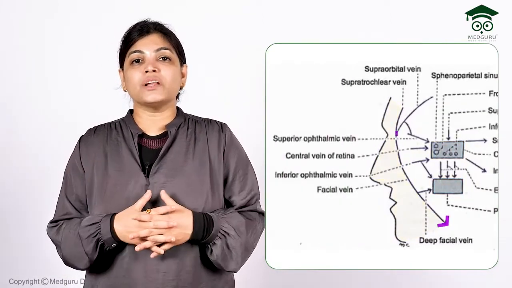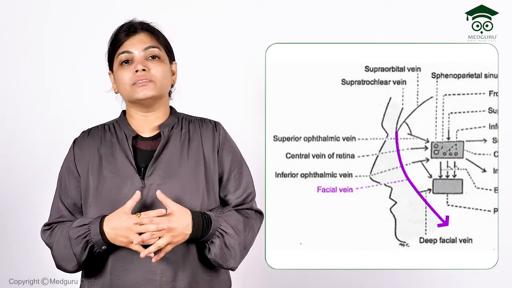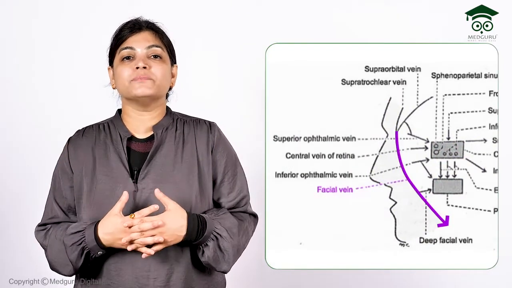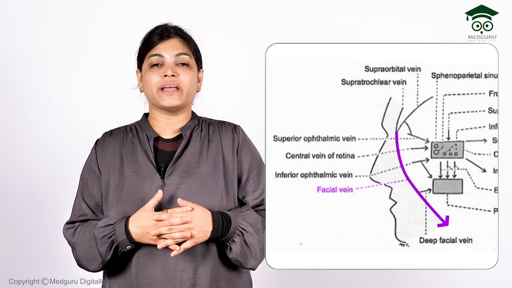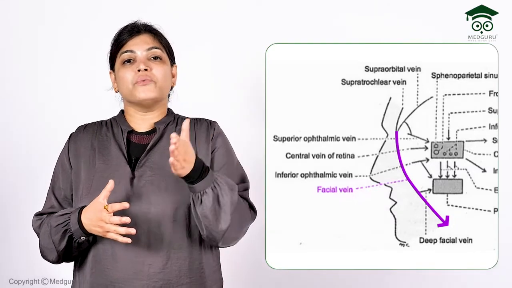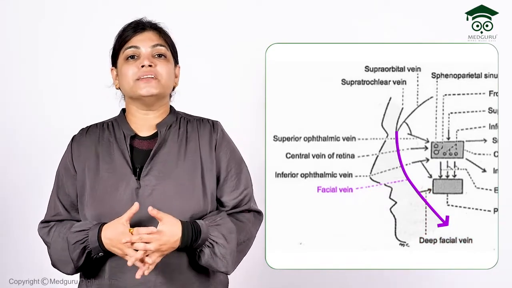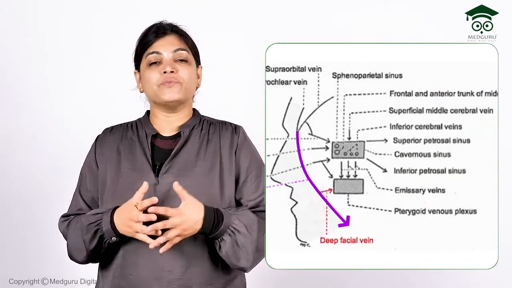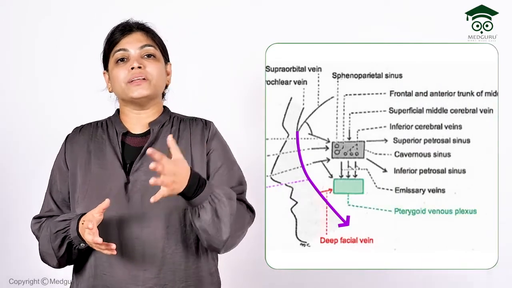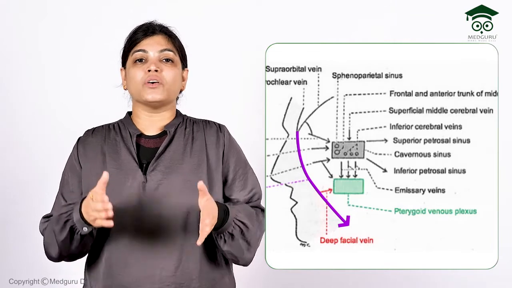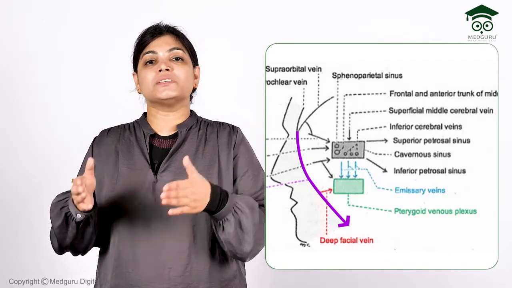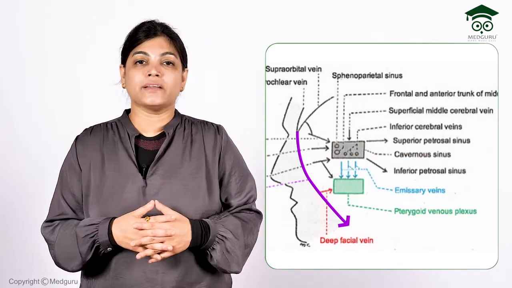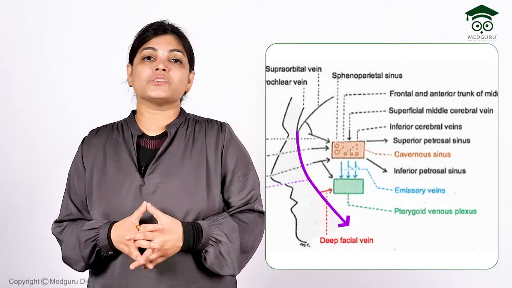The emissary vein also forms many communications. Now, there is the facial vein, which is lying externally, which is extracranial, meaning it is lying on the face. This facial vein communicates with the deep vein, which communicates with the pterygoid venous plexus, and the pterygoid venous plexus communicates with the emissary vein, and ultimately the emissary vein connects with the cavernous sinus. So this is a route of infection to traverse.